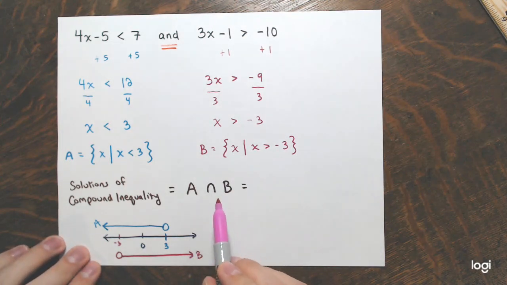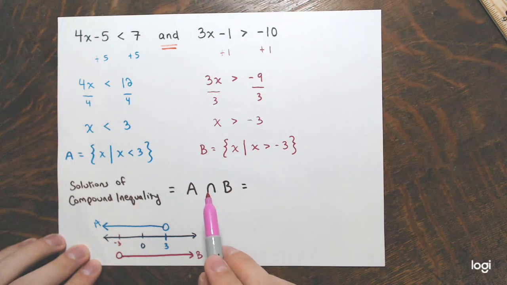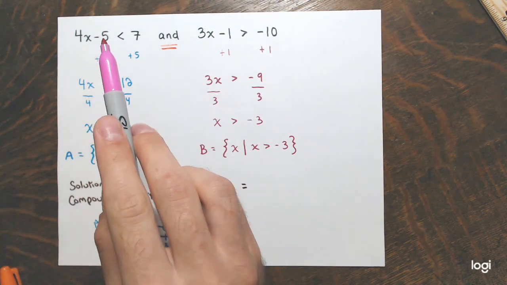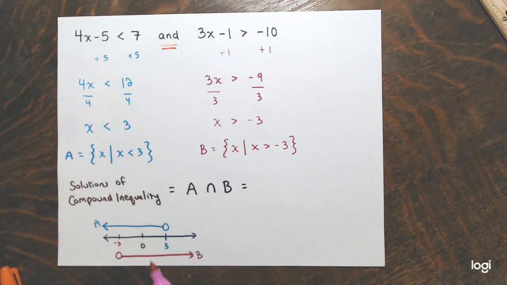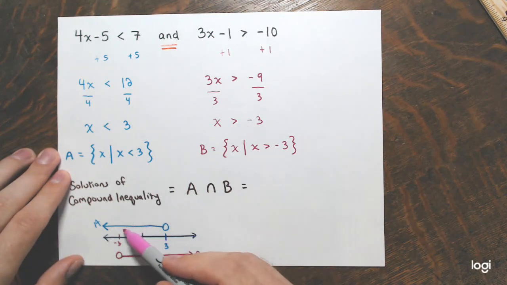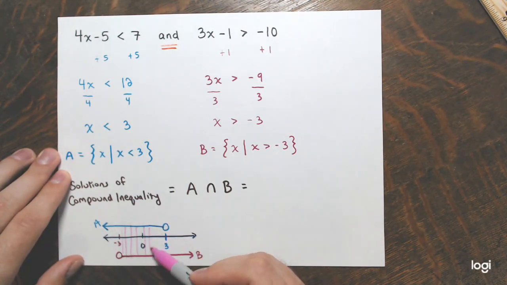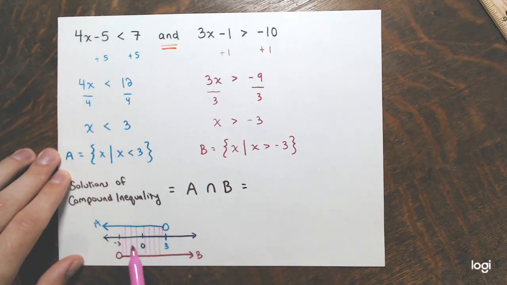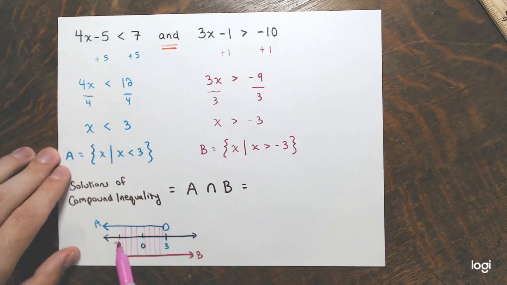Right? And what we're looking for, again, is the intersection. A intersect B. What numbers are in both A and B? What numbers satisfy both of these inequalities at the same time? Well, hopefully you can see where the overlap is. That would be all these numbers in here, between negative 3 and positive 3. All right, all the numbers between negative 3 and positive 3. But not negative 3 itself.